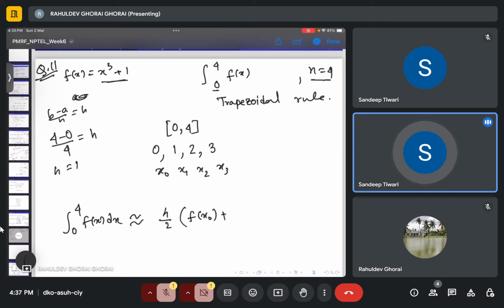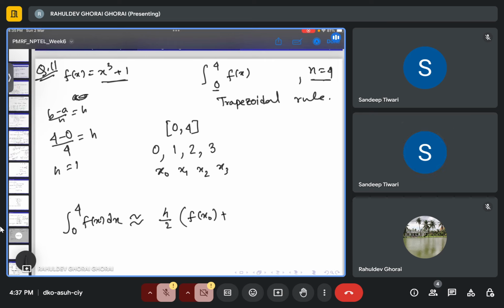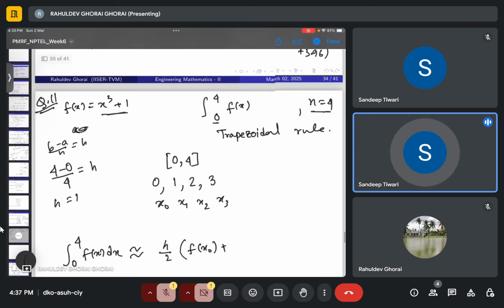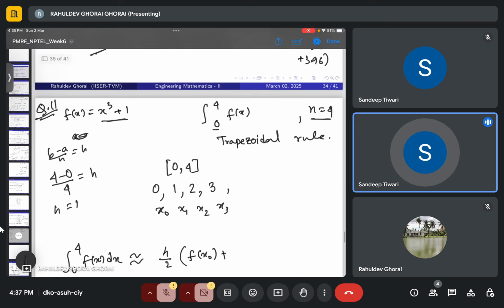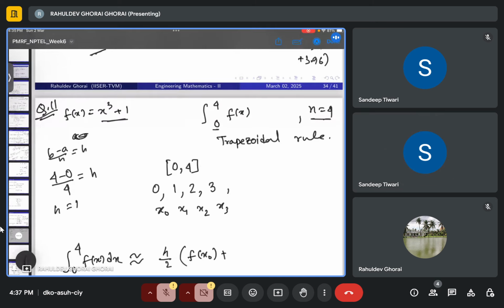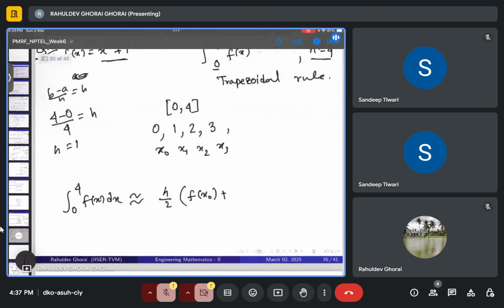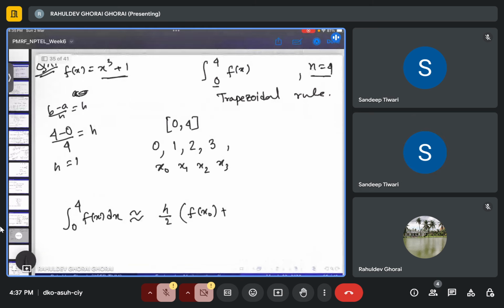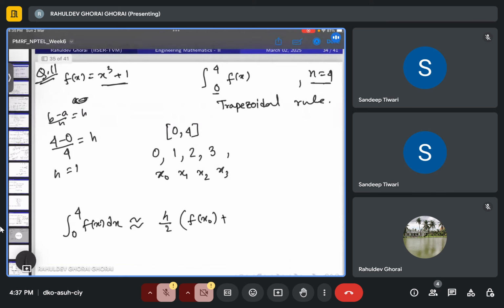Sir, h by 3, is there? No, it is the trapezoidal rule. I am telling you, it is trapezoidal. Sorry sir, I was thinking you were asking for Simpson's one third rule. No, it is the trapezoidal rule. We can do f(x) for both, and we'll see what error we are getting. We can also calculate the error.